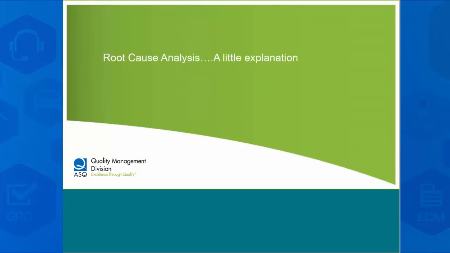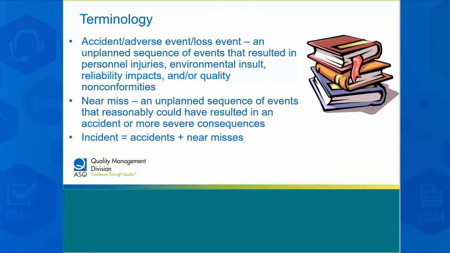I wanted to start out with a little bit of explanation. I want to make sure that we're all using the same terminology so we have a common vocabulary to discuss root cause analysis and really assist with the asking of questions later on. So let's jump into just a tiny bit of terminology. There are two types of incidents: accidents, also referred to as loss events, and near misses.